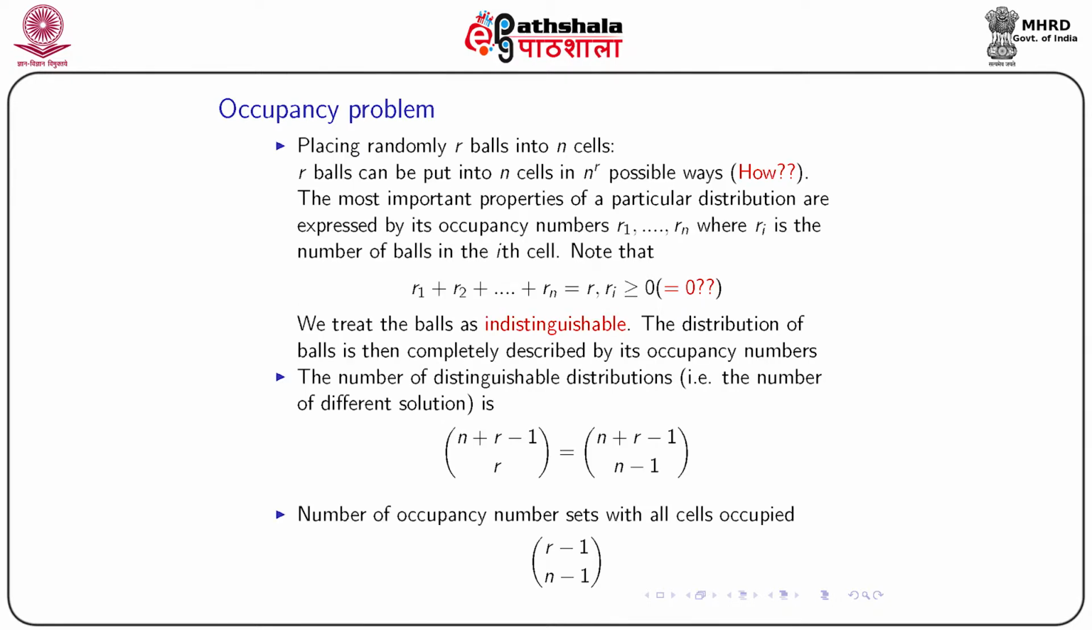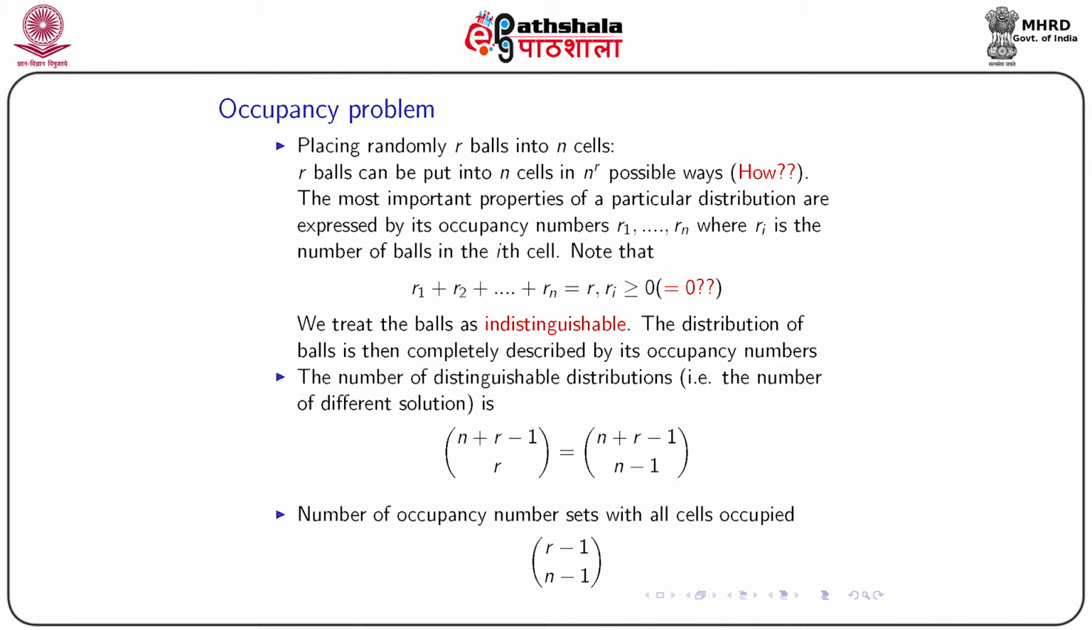Now we will come to the occupancy problem. Placing randomly r balls into n cells. R balls can be put into n cells in n to the power r possible ways. How? Take the first ball. You can put the first ball into any of these n cells in n ways. Take the second ball. Once again, you can put the ball in any of these n cells in n ways. So for the first 2 balls, you have n squared possible ways. Now take the third ball, then we will have n cubed possible ways. So in total, if you have r balls, the possible ways are n to the power r.